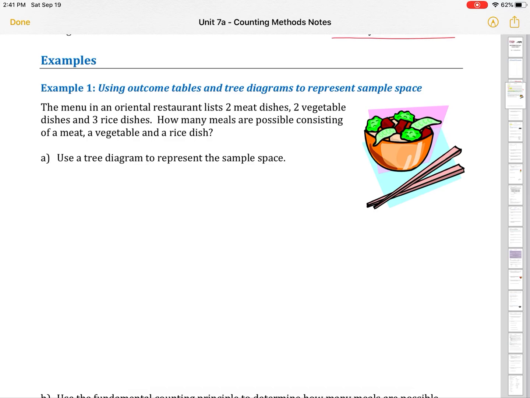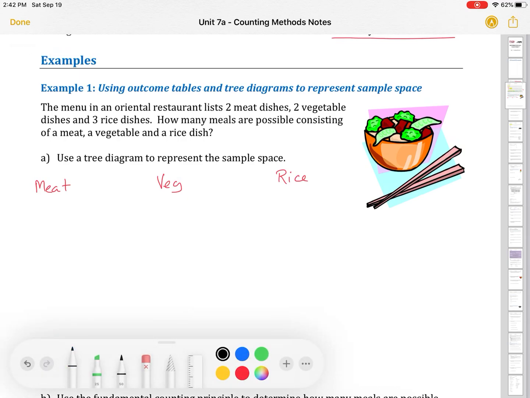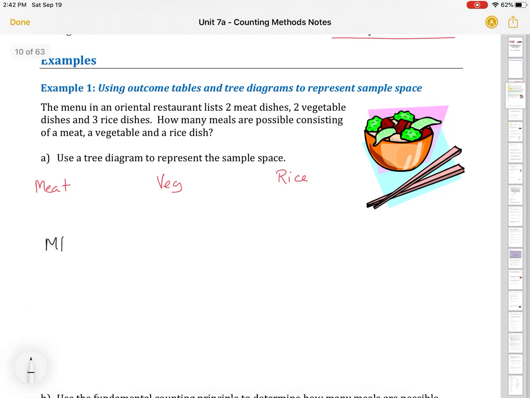Okay, let's do some examples using outcome tables and tree diagrams to represent sample space. So the menu in an Oriental restaurant lists 2 meat dishes, 2 vegetable dishes, and 3 rice dishes. How many meals are possible consisting of a meat, vegetable, and rice dish? So let's do a tree diagram. So we have meat, veg, and rice. You're going to want to space your first one out so that you have space for the other criteria. So we have meat 1 and meat 2.